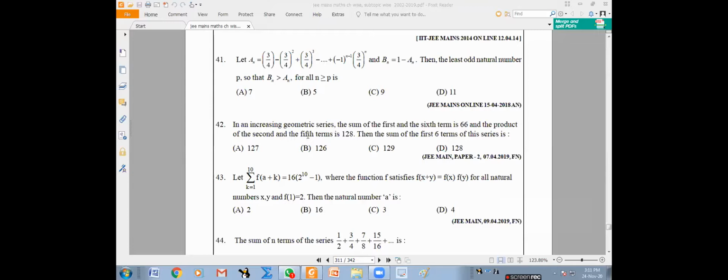In an increasing GP, the common ratio is positive and all terms should be positive, or first term. Anyway, the sum of the first and sixth term is 66. The product of the second and the fifth term is 128. Okay, that.